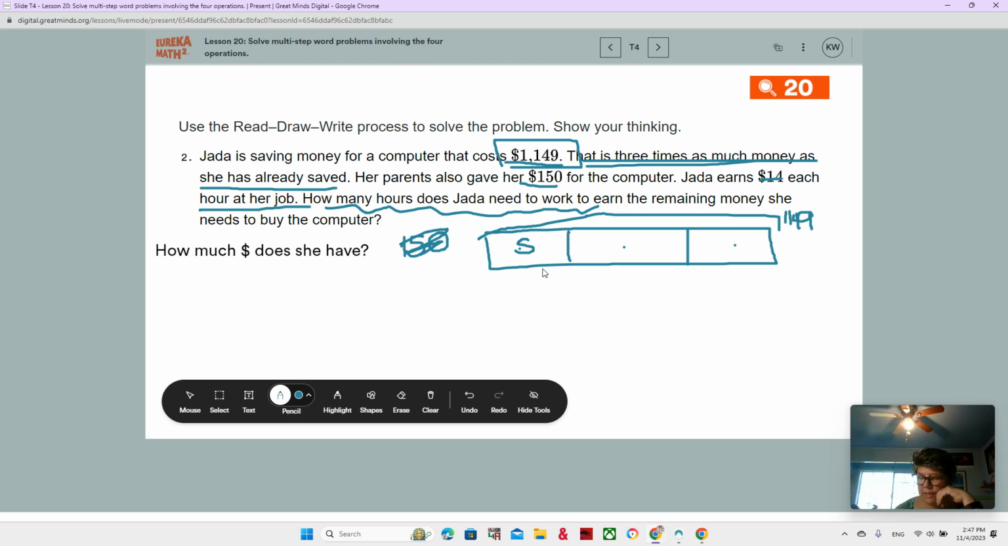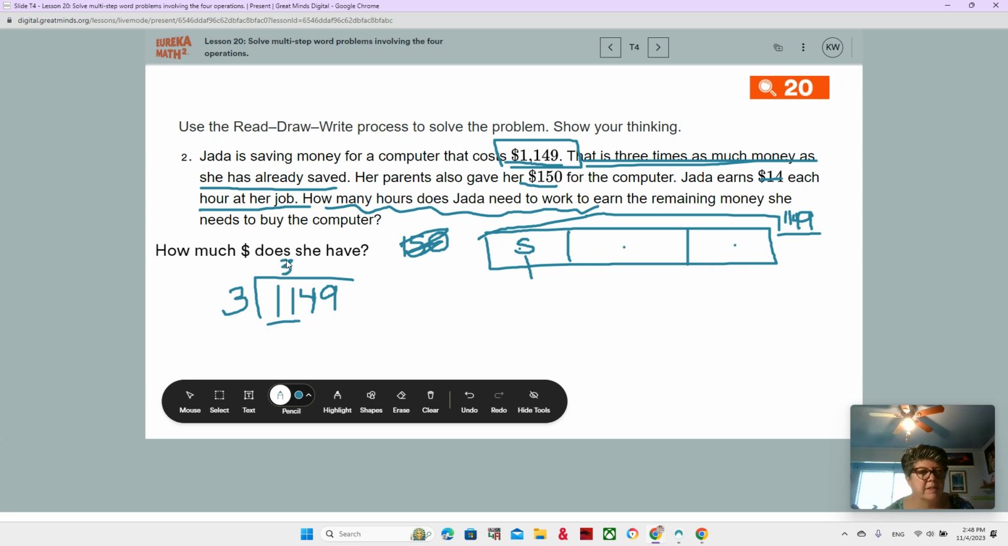That would be one of these, right? So we might have to divide this 1,149 by 3 because it's 3 times as much. Here's what she has saved, and 3 times that is going to be 1,149. So 1,149 divided by 3. Now, 3 is a 1-digit divisor, so we could do an estimate, but we don't have to because we could just say 1 can't be divided by 3, but 11 can be divided by 3, and start right here.